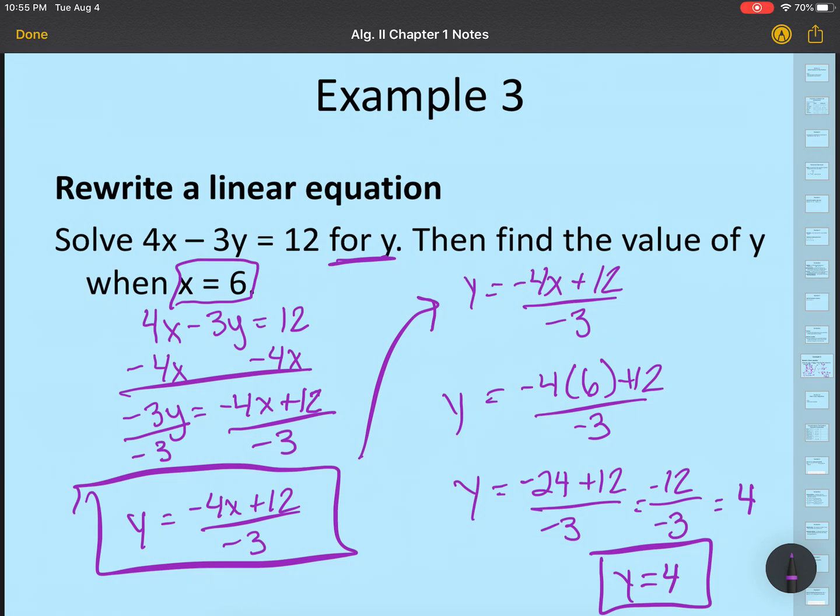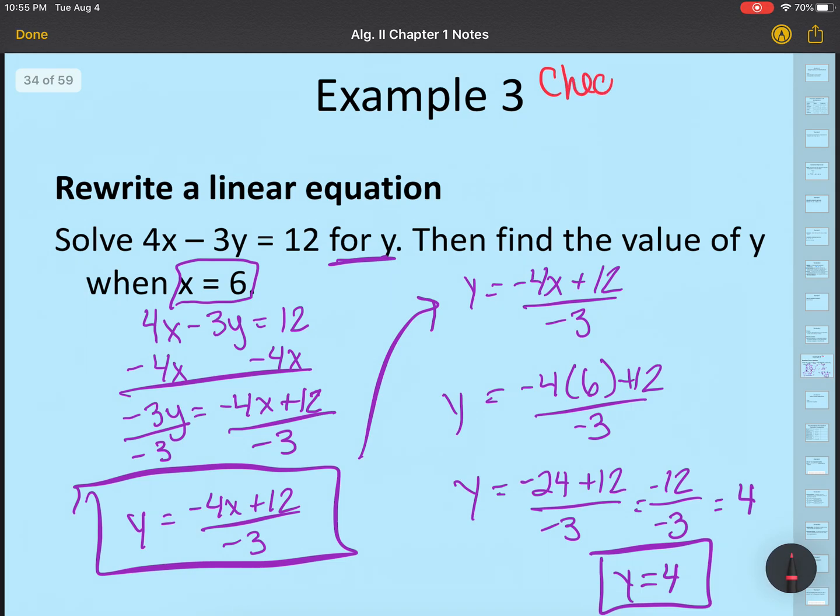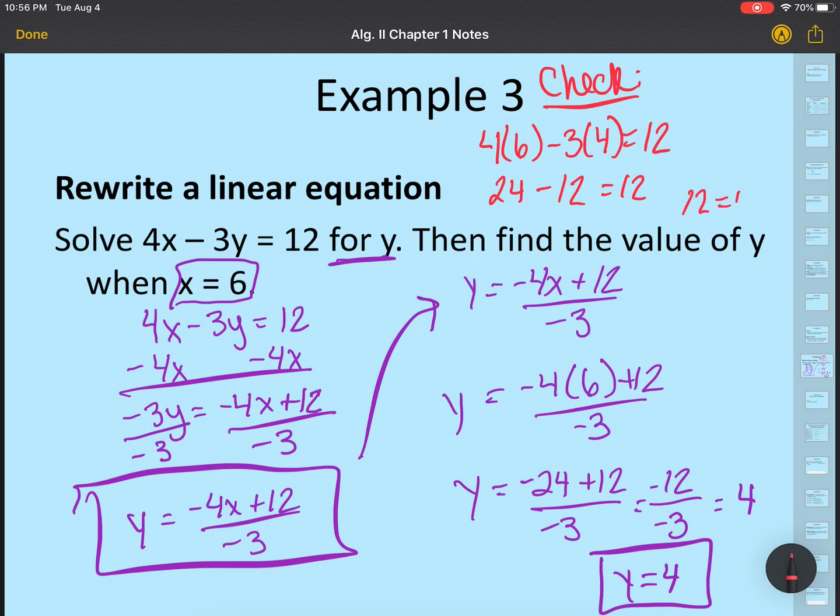And again, you can go back up and check that too if you really wanted to make sure that you were correct. So if I check this, x was 6 and y we found to be 4, and that should be 12. Well, 4 times 6 is 24. Negative 3 times 4 is negative 12. Should equal 12. Well, 24 minus 12 is 12, which again still equals 12. So that is good, and y is really 4.